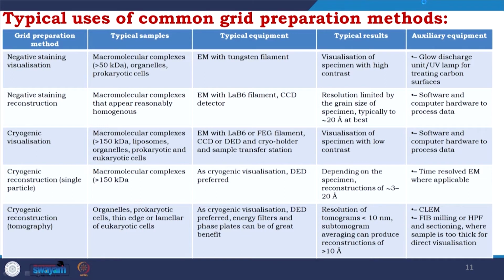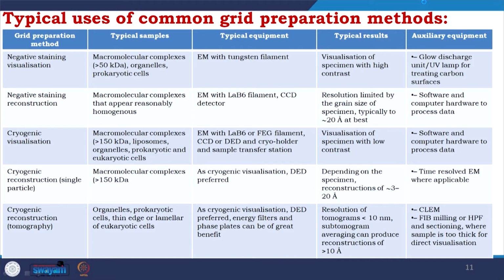Typical results for negative staining visualization: visualization of specimen with high contrast. For negative staining reconstruction, resolution limited by the grain size of specimen, typically 20 angstrom at best. Cryogenic visualization, the typical result is visualization of specimen with low contrast. Cryogenic reconstruction for single particle, depending on the specimen, reconstruction of 3 to 20 angstrom, we are going towards high resolution. Cryogenic reconstruction for tomography, resolution of tomograms less than 10 nanometer, sub tomogram averaging can produce reconstruction of around 10 angstrom.